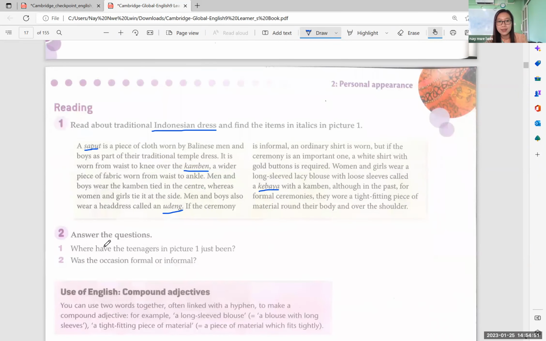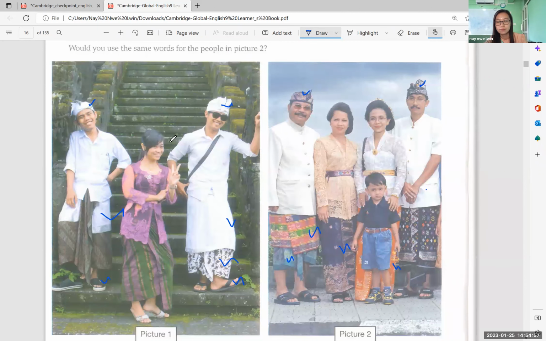Tell me, Tara, what's the occasion, formal or informal? So, how do you think? What's the occasion, formal or informal? Informal, yes, not too formal, right? As they are not wearing a very formal style, just like the ones in picture two, right? We can see like this.